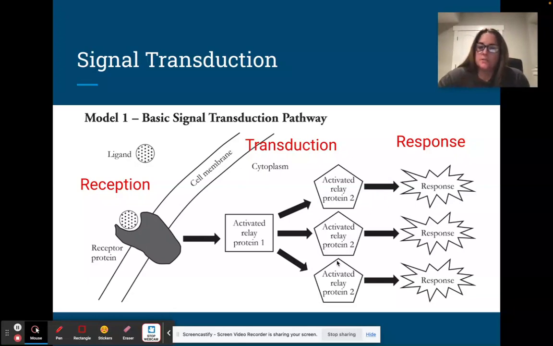And there are 3 steps to signal transduction: the reception of some sort of environmental messenger, the transduction, which is the increase of responses or amplification of an activation of different relay molecules, and then the third part is response. So whatever the cell is supposed to be doing based on that information. So in our 2 examples in the past, the response would be uterine contractions causing muscle contractions, or the response was the uptake of glucose molecules into the cells.